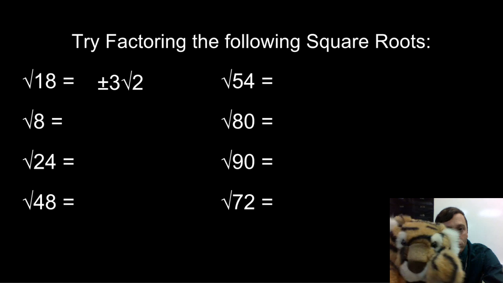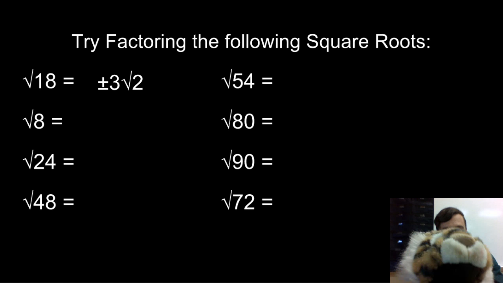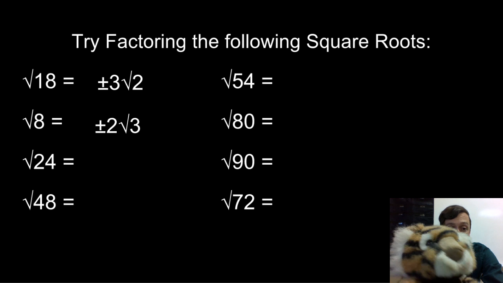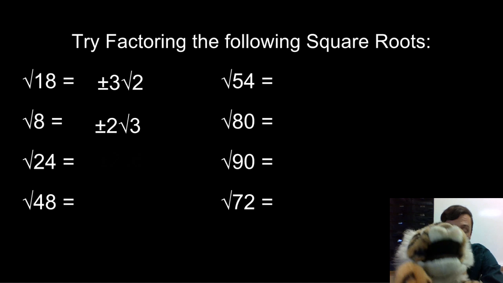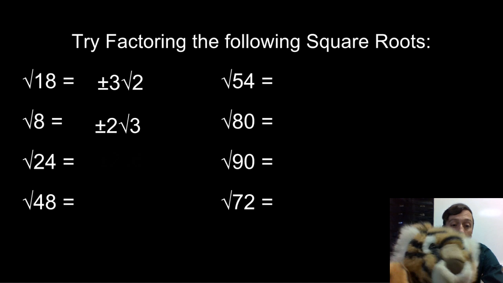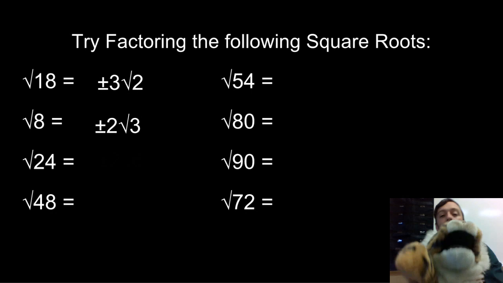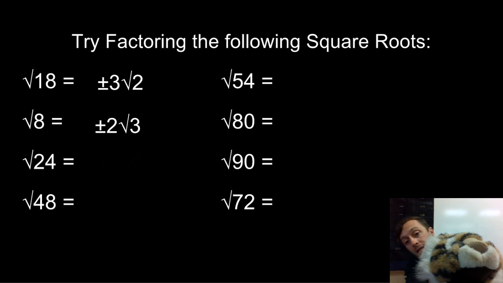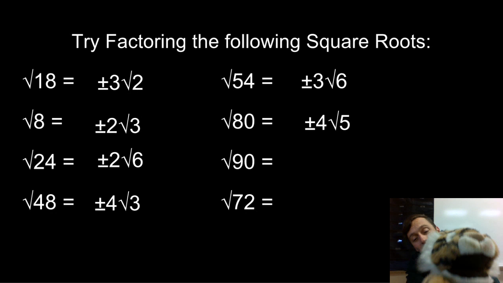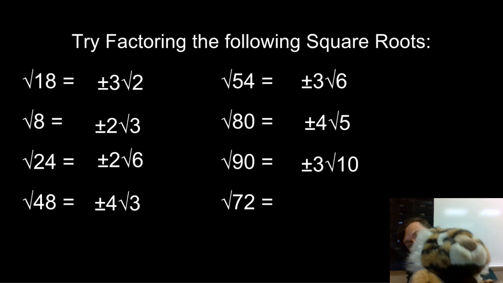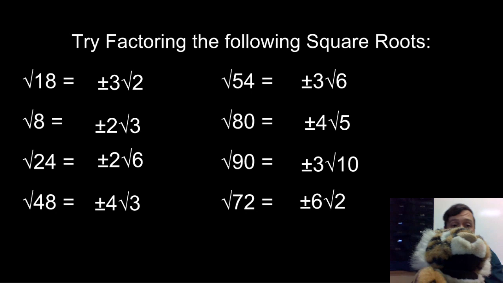Really? I'm watching you. All right, I assume you paused the video. Here we go. Square root of 8, you would get plus or minus 2 square root of 3. Square root of 24, 2 square root 6. I'm not saying the plus or minus. Square root of 48 plus or minus 4 square root of 3. I just said I wouldn't say it, and I did anyway. Oops. Square root of 54, 3 square root 6. Square root of 80 is 4 square root 5. Square root of 90, you guessed it, listeners, 3 square root 10. And the square root of 72, 6 square root 2.